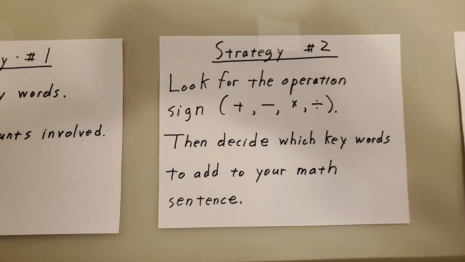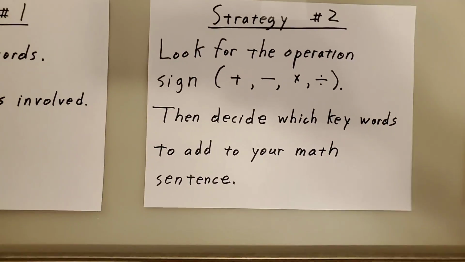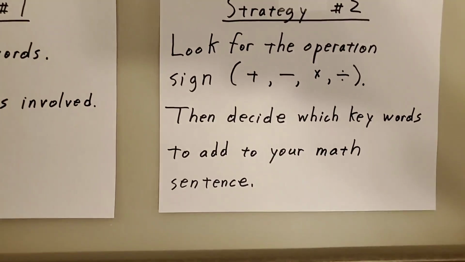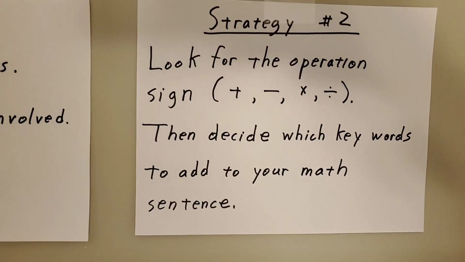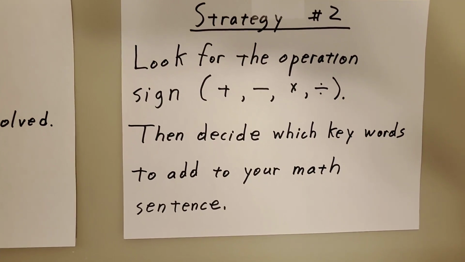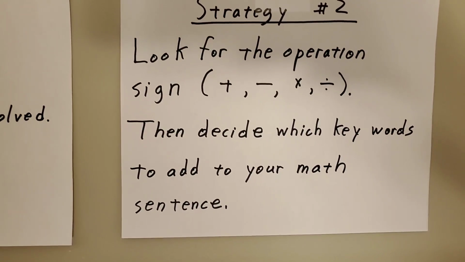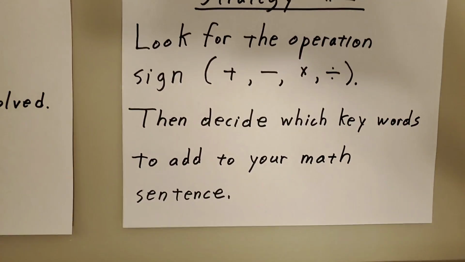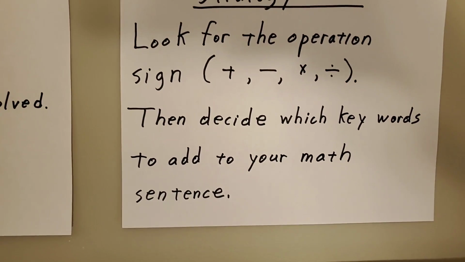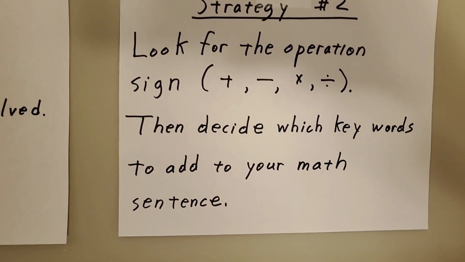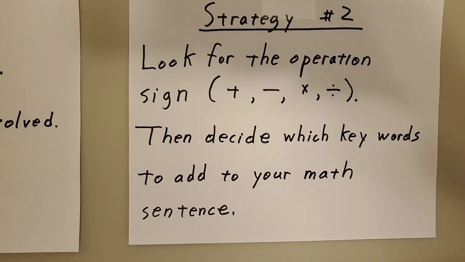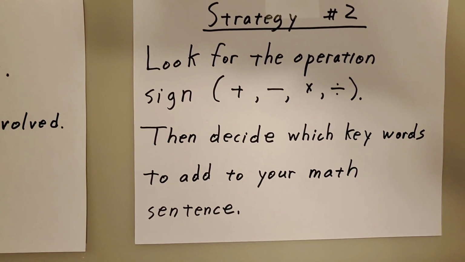Before we do, let me show you what strategy number 2 is. So we're going to turn an expression or an equation into words, or turn it into a sentence. We're going to look for the operation sign. So we're going to look for the plus, the minus, the multiplication, or the division symbol. Then we're going to decide which keywords to add to our math sentence. So this is strategy number 2.